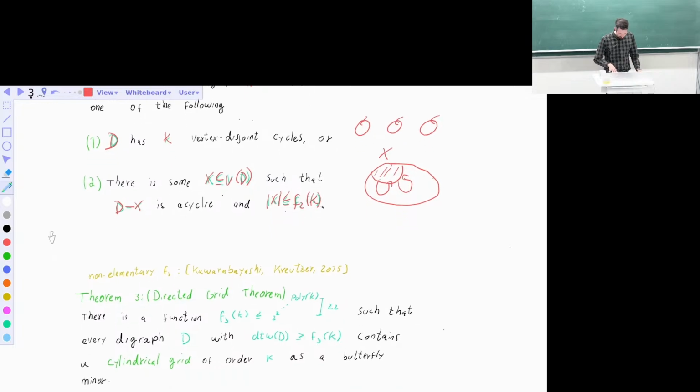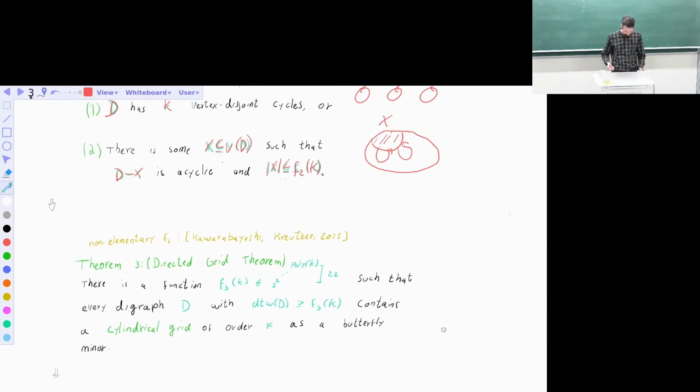And the third result that you obtain is the grid theorem. So what we get here is a function f3 of k, which is a power tower, and the height gets a little bit larger. It's going to be 22. So every digraph D with large tree width contains a cylindrical grid of order k as a butterfly minor.